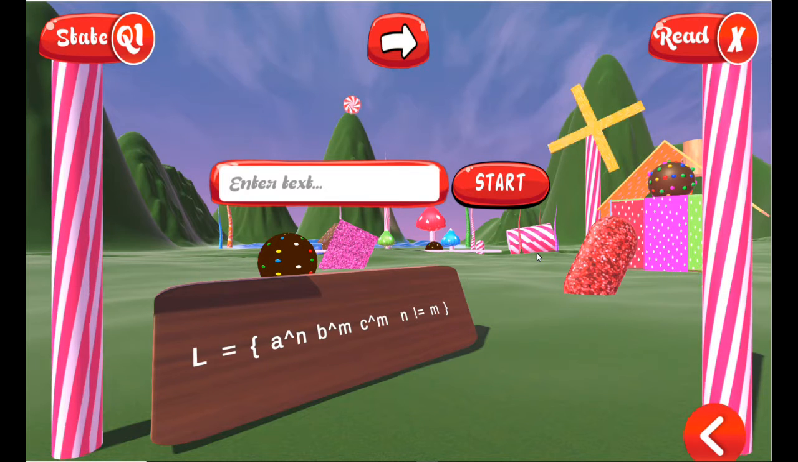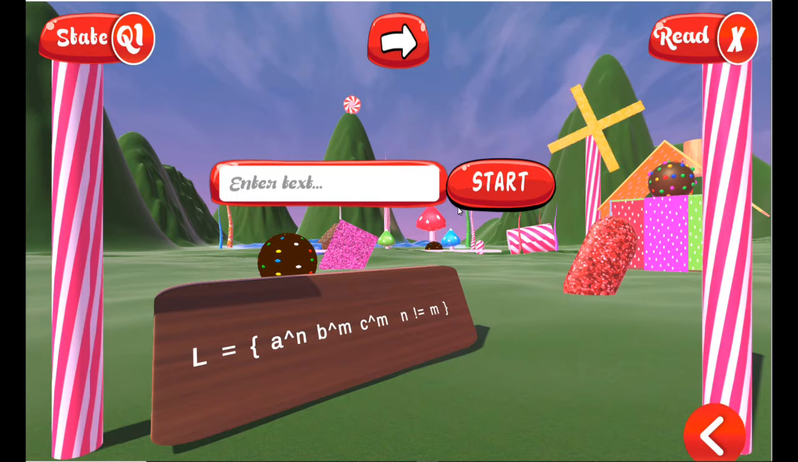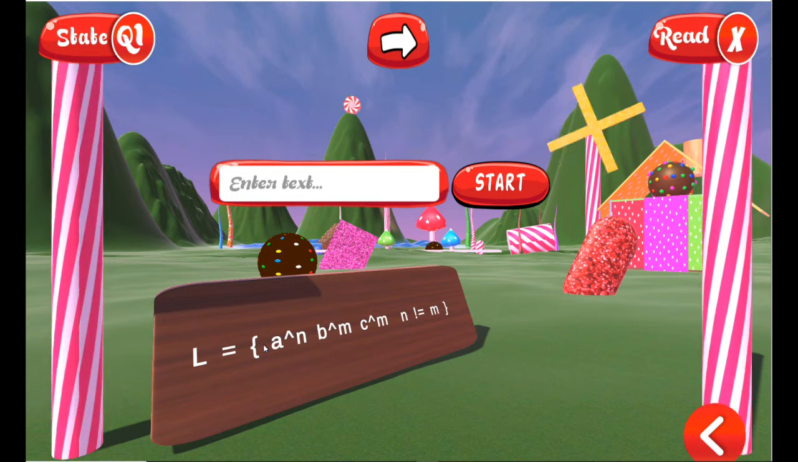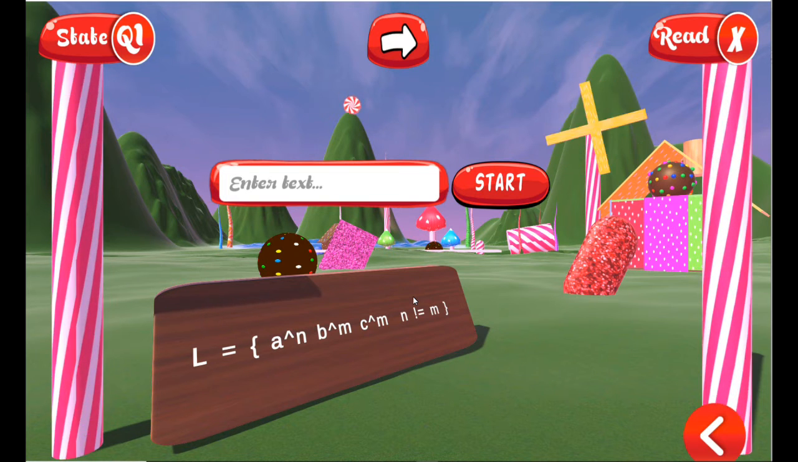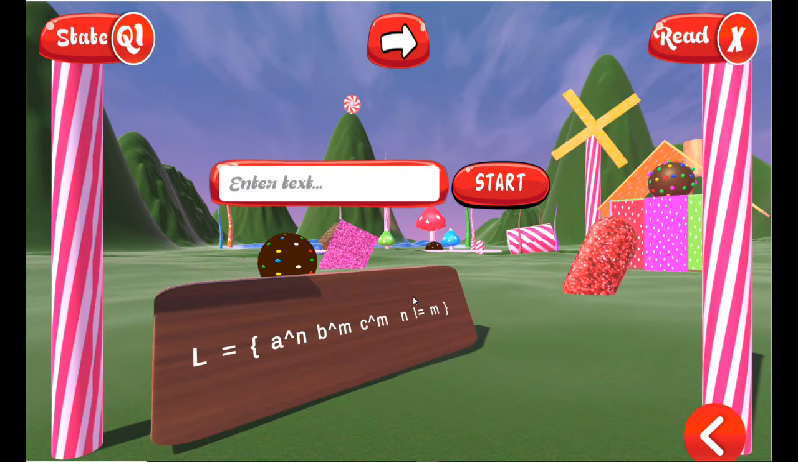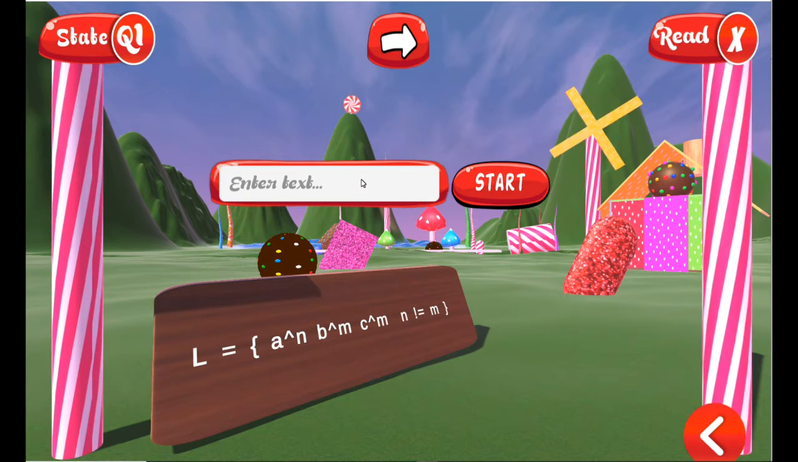This is my Unity 3D project and I have implemented a Turing machine in it. My level is 1. I have implemented the language in which the number of A, B's must be greater than or less than the number of C's. It will accept the string only if the A, B's are greater than the number of C's or less than the number of C's.